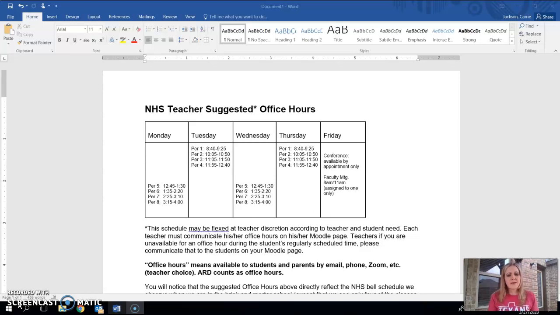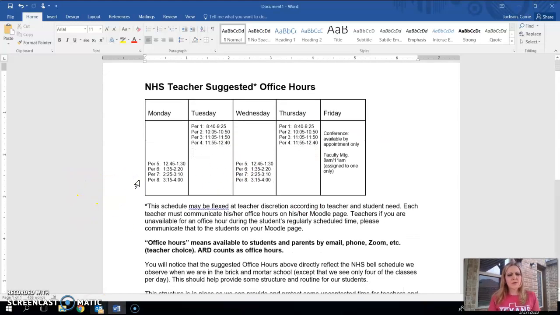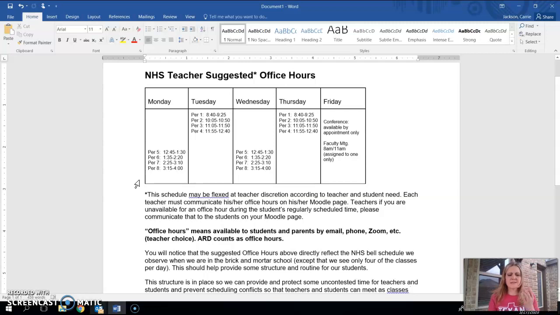So if you look in the schedule boxes that we have here, you have Monday, we're going to see our 5th, 6th, 7th, and 8th period classes. And so you'll notice that those are in line with our regular bell schedule. We did that because we thought the students would find it easier to refer back to. If I'm a student and I'm looking at the Monday schedule, I know that my afternoon classes are available, and they're available when I had those classes when I was in the brick and mortar building. So those would be your suggested office hours.